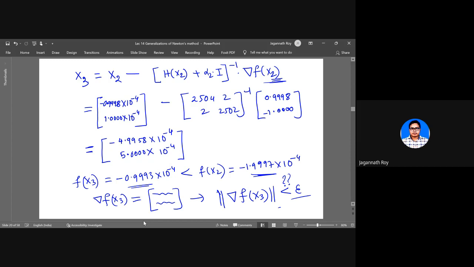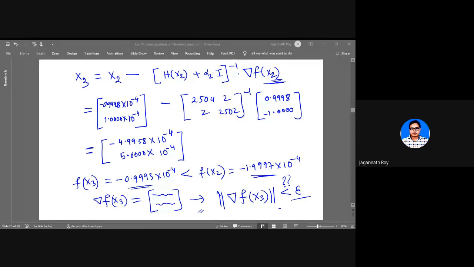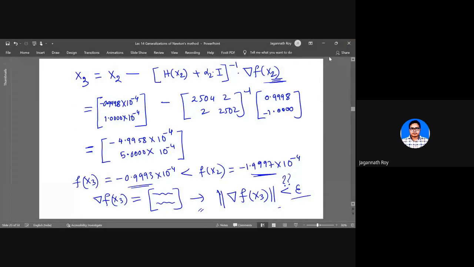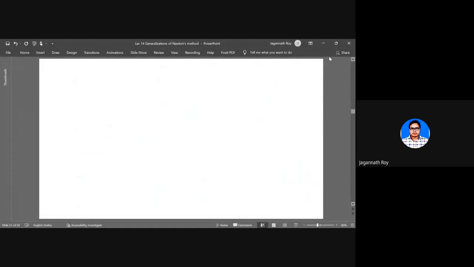If you try to do it by hand calculation, you will have to do it for the rest of the day. All day you have to do this calculation. So that is why we need Excel or MATLAB help.